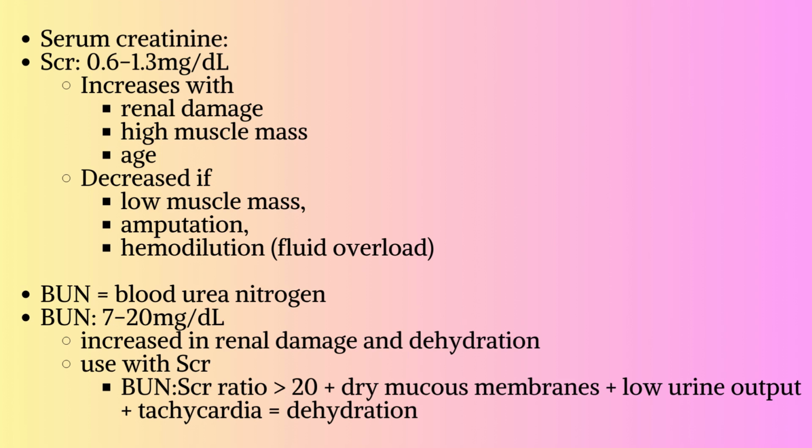On its own, BUN is not reliable for assessing renal function, but it can be useful with creatinine in the BUN-creatinine ratio. For instance, a ratio greater than 20 to 1 can indicate dehydration, and if it's greater than 30 to 1, it can indicate a GI bleed. When it's elevated due to renal disease, it's usually closer to 10 to 1.